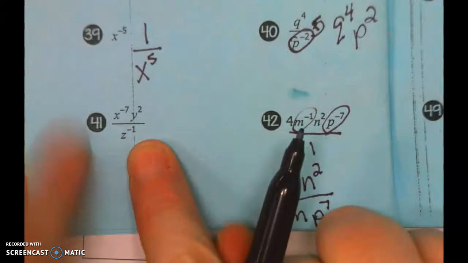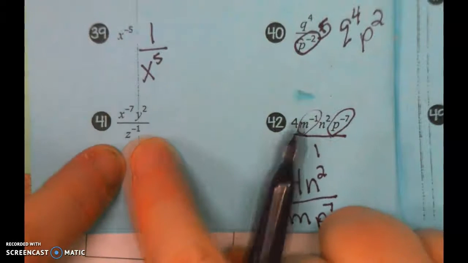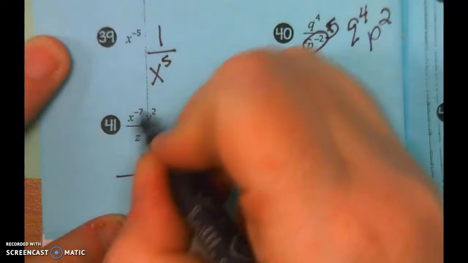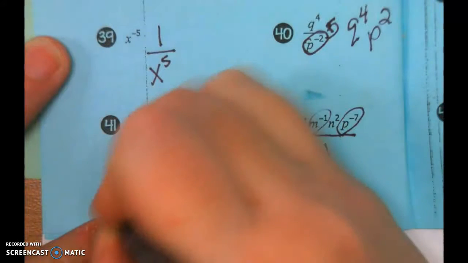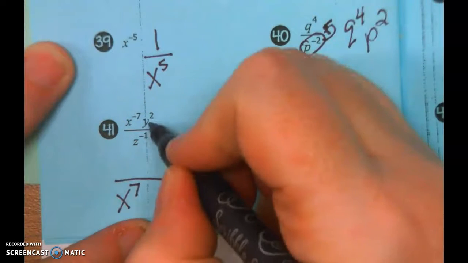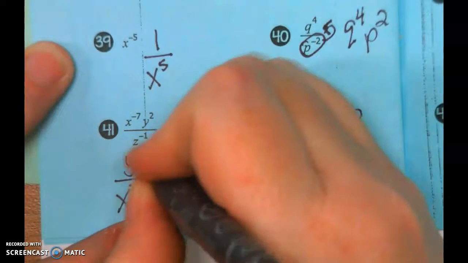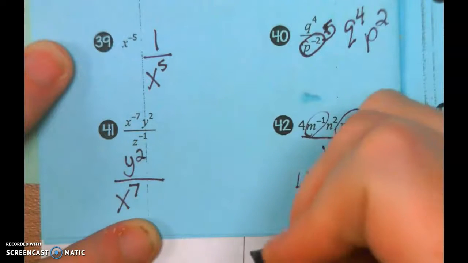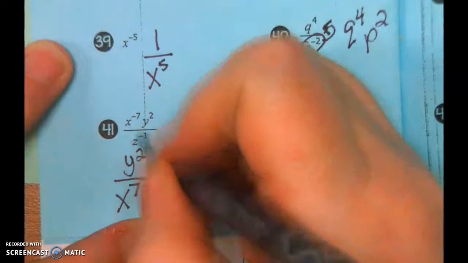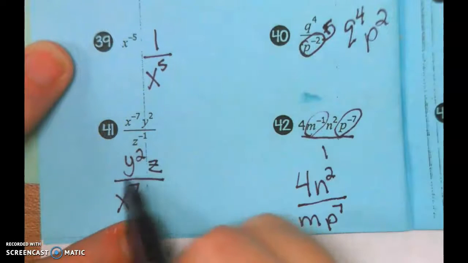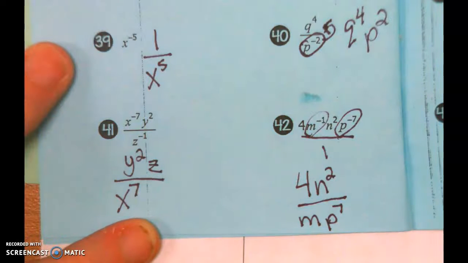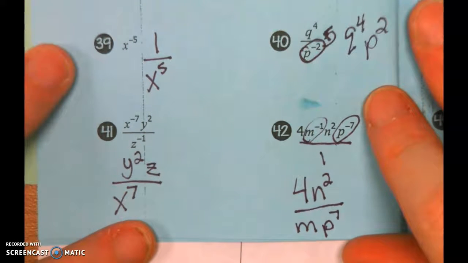Okay, look at this one. The top is going to switch to the bottom, and the bottom's going to switch to the top. So this goes down to the bottom, x to the 7. Y squared stays up here. And the z to the negative 1 is going to come to the top. And be sure to keep them in ABC order.